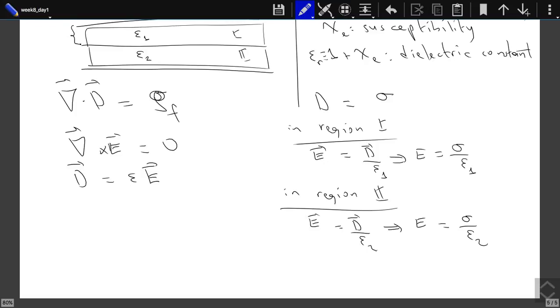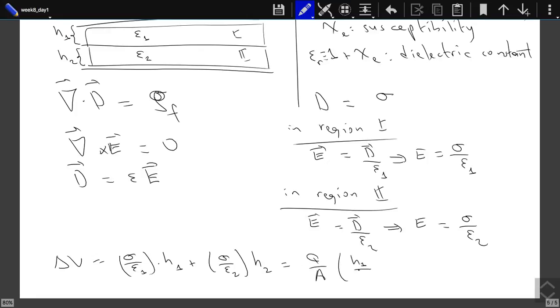Now let's assume that region 1 has a height h1, region 2 has a height h2. If I want to calculate the capacitance, I need to know the potential difference between these two plates. The potential difference between the plates will be sigma over epsilon 1, this is the electric field in region 1, multiplied by h1, plus sigma over epsilon 2, this is the electric field in region 2, multiplied by h2. This is the potential difference. Or this I can write as Q over A, times h1 over epsilon 1 plus h2 over epsilon 2, which should be Q over C.